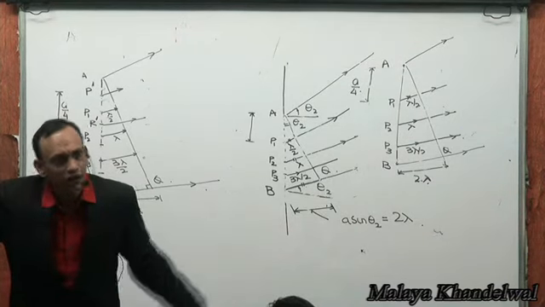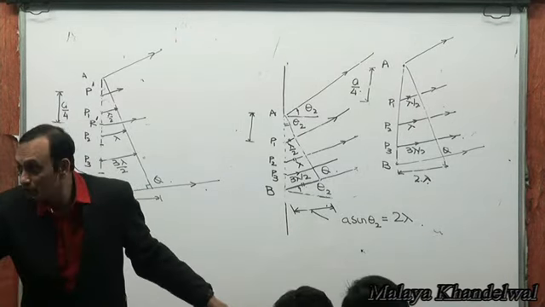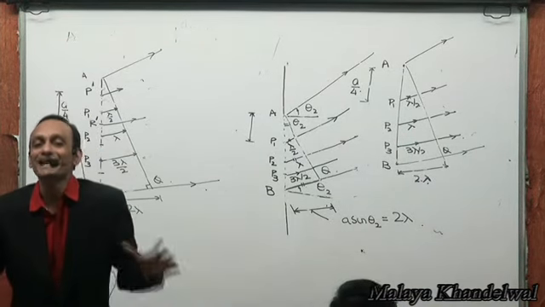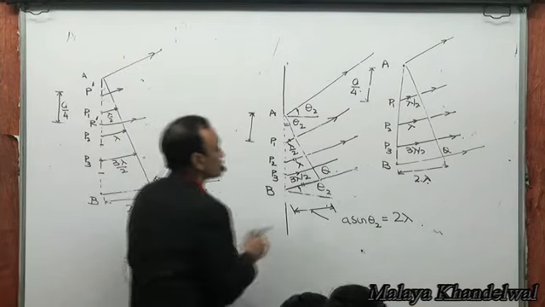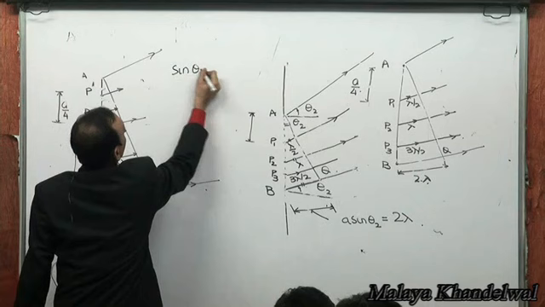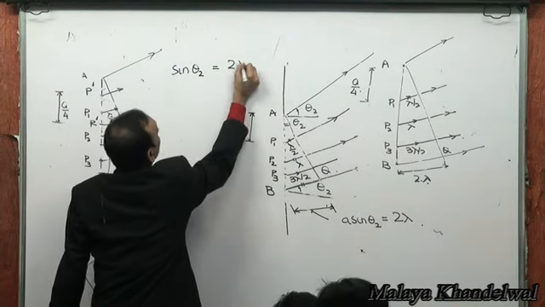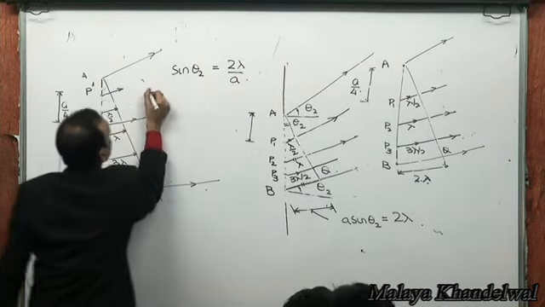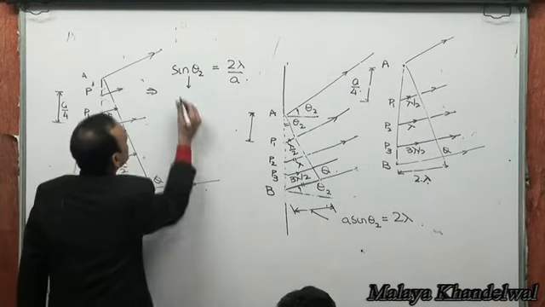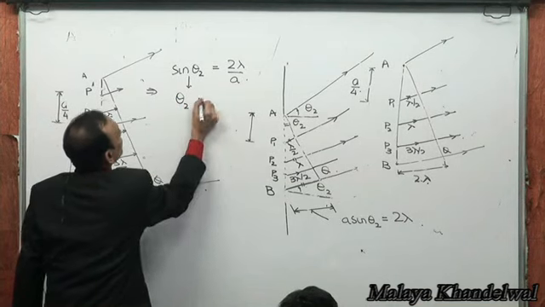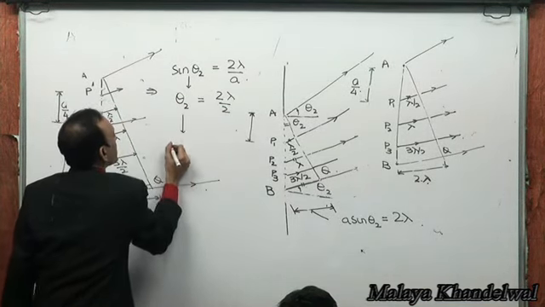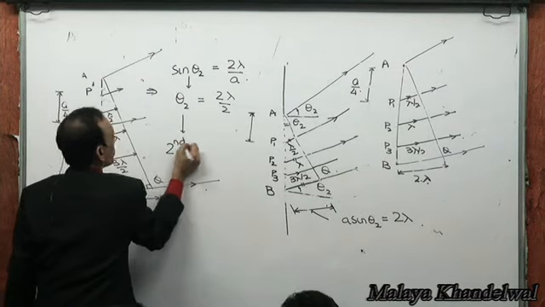For theta equal to theta 2, given by that, there would be another minimum on the screen, and this minimum is called the secondary minimum. This theta 2 given by sine theta 2 equal to 2 lambda by A. That means, replacing sine theta 2 by theta 2 approximately, theta 2 equal to 2 lambda by A is the secondary minimum.